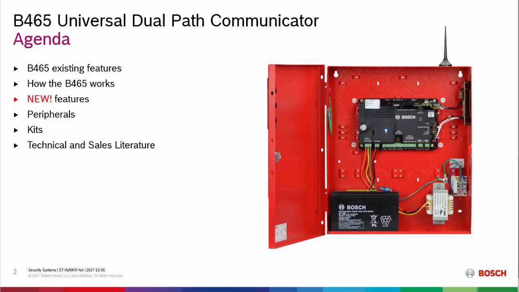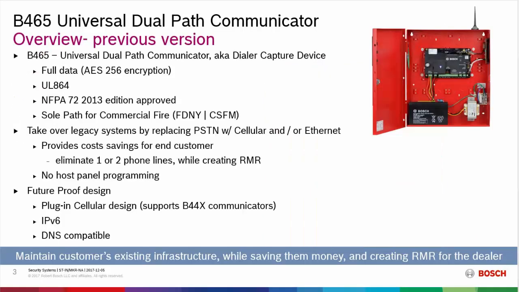All right, thanks, Paul. So yeah, I'm here to talk to you about the new features of the 465, our universal dual path communicator. But the first thing I'm going to do, as Paul said, is go over the features that it has had since its launch. This product originally launched in October of 2015, and out of the gate, we coined it as our universal dual path communicator because it supports Ethernet and cellular capability, cellular via the plug-in slot. It's a full data AES 256 encrypted, and it's essentially a dial capture device.